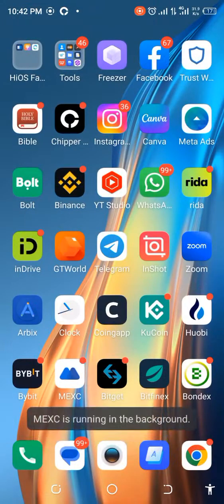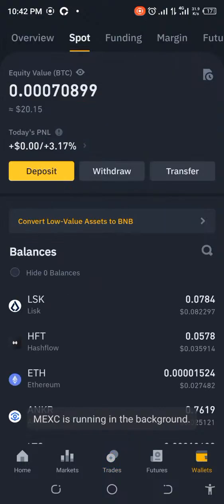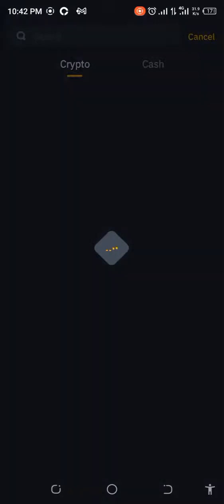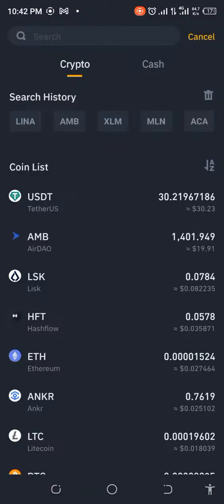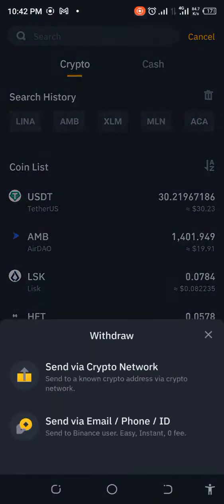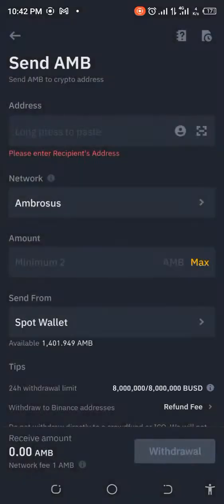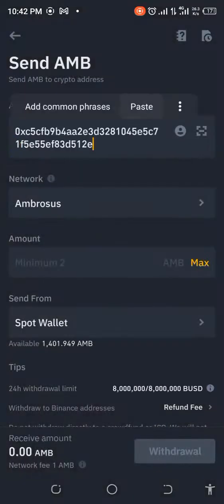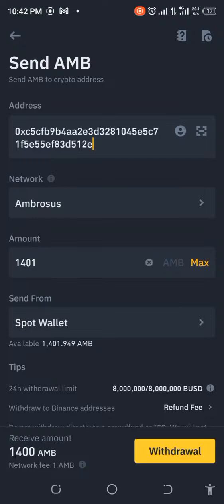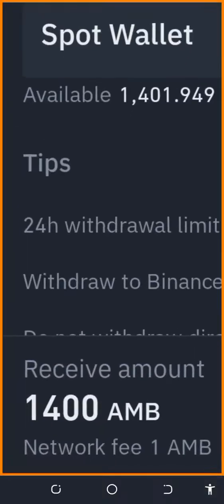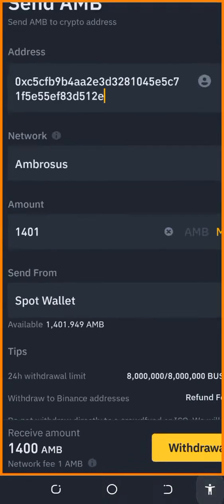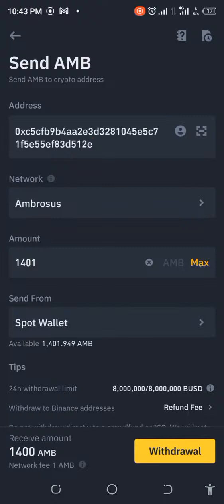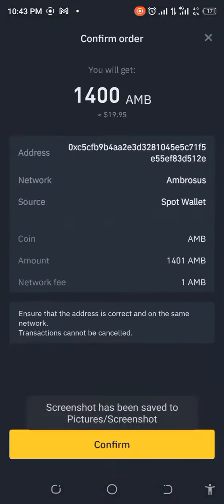Good. So we're going over to withdraw. We have to do all these things really quickly because you don't want anything to go down. We're selecting that, and we're going to put the address in there. And Ambrosos, you can see it's the same thing. So we're going to put max, and then we'll see how much it's going to take. It's taking 1 AMB, so that's fine. We're going to get 1400 AMB. So I think that's it. Let's go ahead and get this withdrawn.